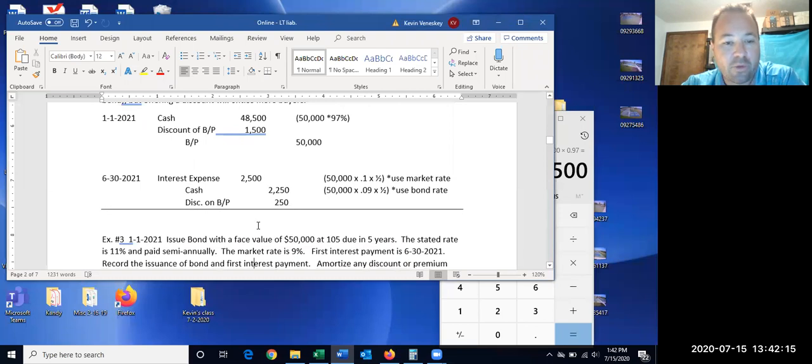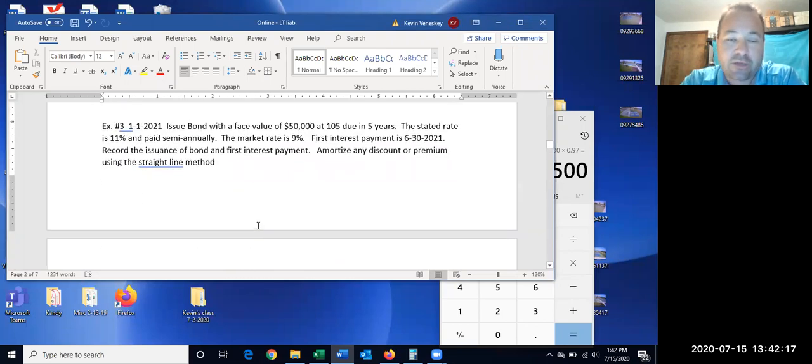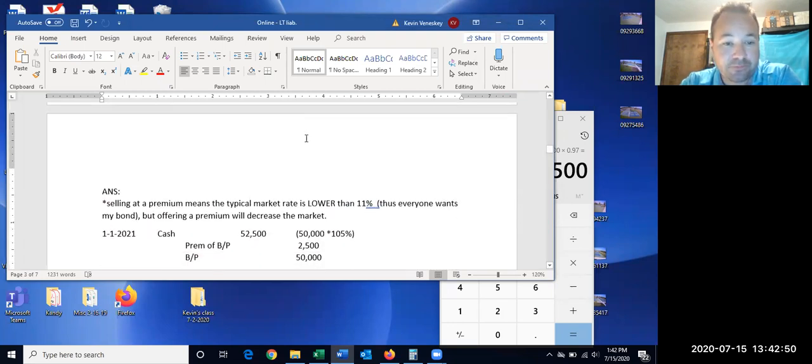Okay, let's do one the other way. Let's look at how it's almost the same, but instead of a discount, we're now going to show a premium. Same thing happening, except now our bond sells at 105%. Because the stated rate, what's on the bond, is I'm paying 11%, not 10, or not 9, but I'm paying 11, and the market is 9. So I'm paying more than what the market says that it's willing to bear, what other people are going to pay. Okay, so let's look at how I got my answers.